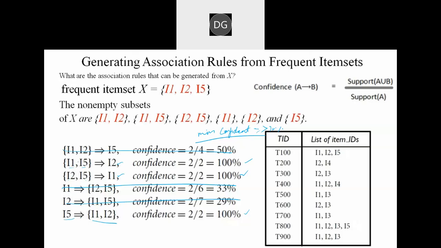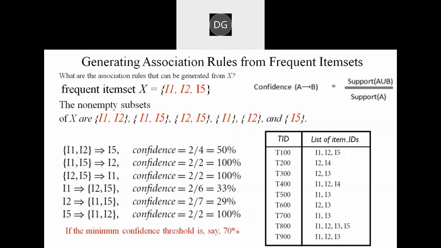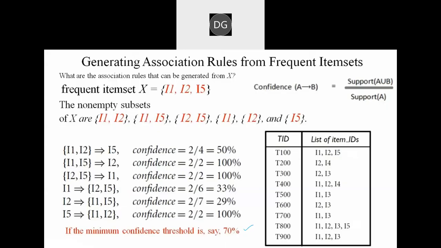Vice versa, if I am purchasing 1 and 2, 5 will be recommended. If they are purchasing 5, I will recommend 1 and 2. Like that, I can set the confidence. So the minimum threshold I have given is 70%. Is it clear for you all?